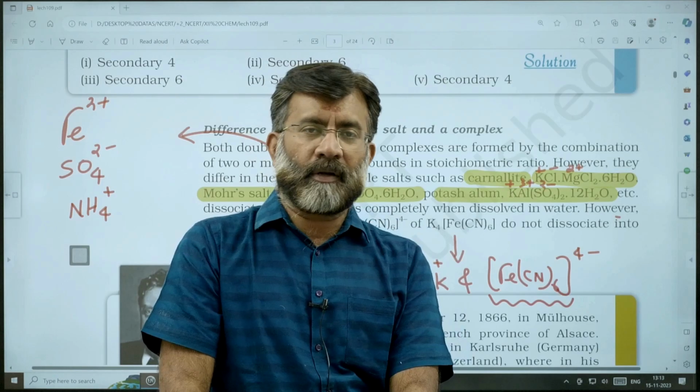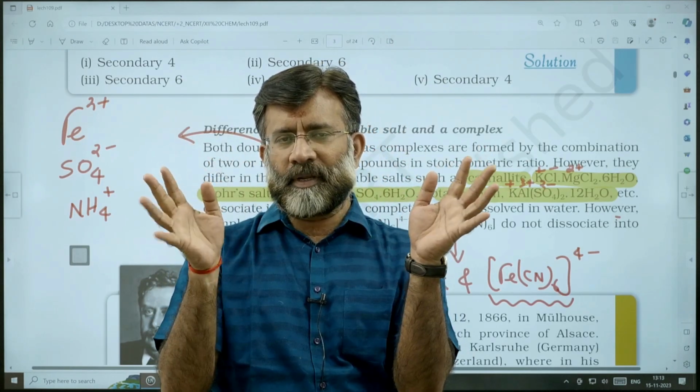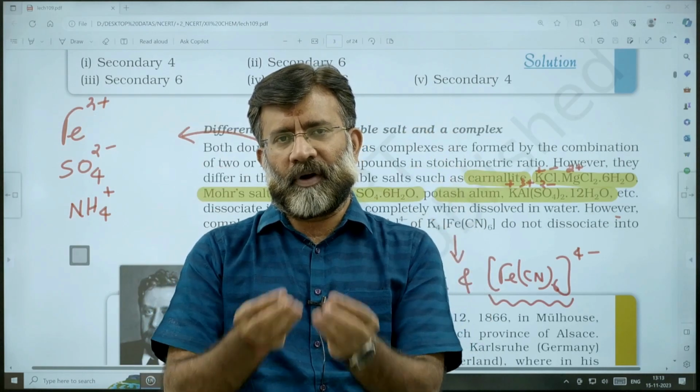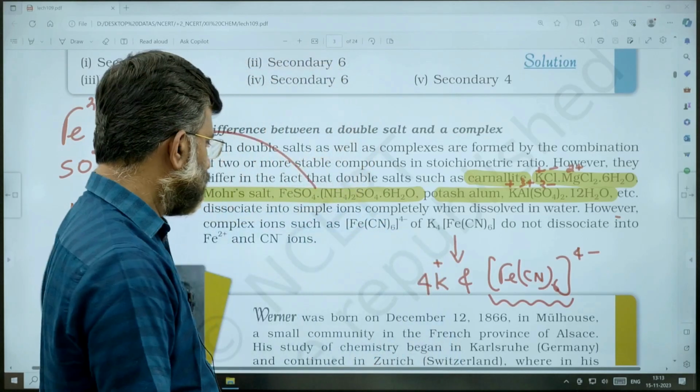A double salt may look complex, but there is no complexity when dissolved in water. It forms simple ion fragments. Is it clear? Fine.